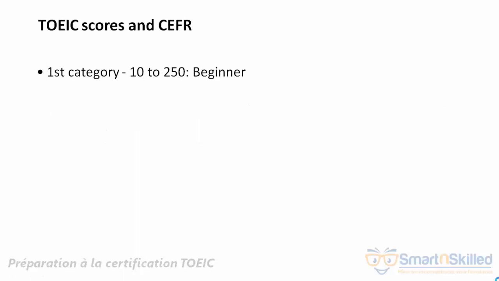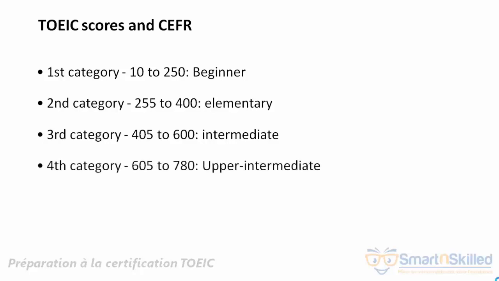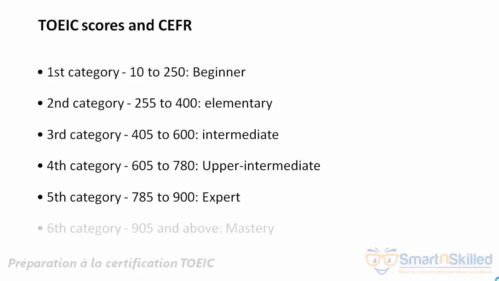Par exemple, first category 10 to 250 is a beginner. Second category 255 to 400 is elementary. Third category 405 to 600 intermediate. Fourth category 605 to 780 upper intermediate. And fifth category 785 to 900 is considered expert. Sixth category 905 and above is mastery level.